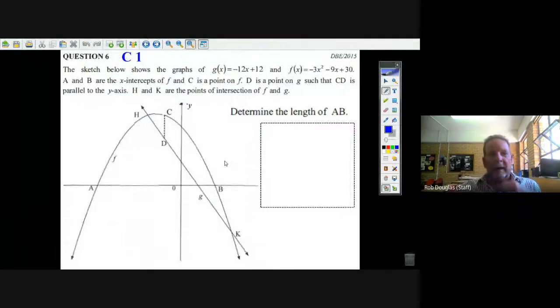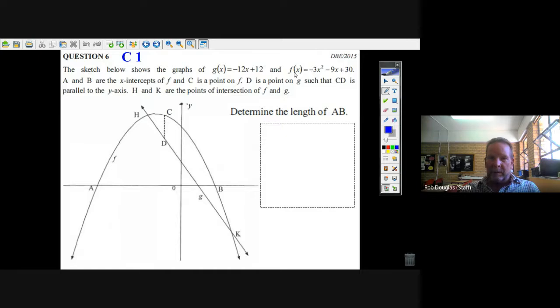Okay, we're going to look at a function question here. Let's just try and figure out what we've got here. It says g of x, one function, is minus 12x plus 12. Well, you've got to know that this is a line because it's a linear equation. Minus 12x plus 12, that negative 12 means it's going downhill. There's the function g, and they're telling you it's going down, and they even tell you it's the line.